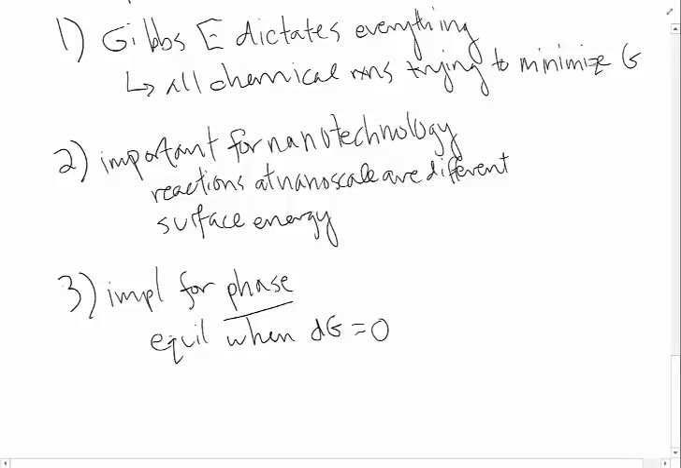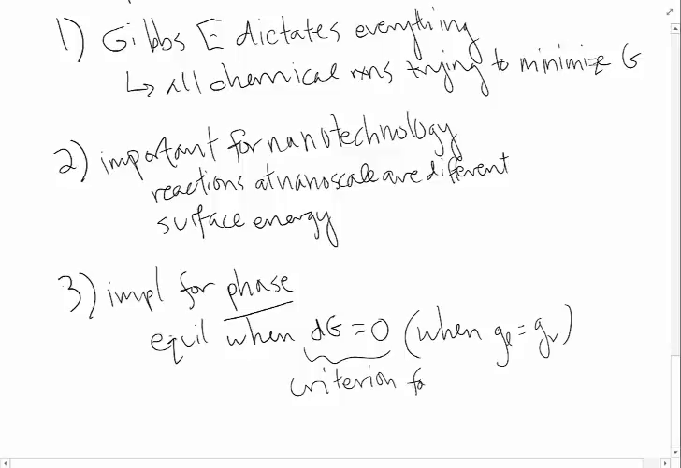Okay, when the Gibbs energy change is equal to 0, which is the same thing as saying when the Gibbs energy is minimized, the derivative will be equal to 0. When the change in Gibbs energy is equal to 0, that's when phase equilibrium happens. So in particular, if you're thinking about a liquid to vapor transition, that's going to be when the Gibbs energy of the liquid is equal to the Gibbs energy of the vapor phase. And this is what we call the criterion for equilibrium.